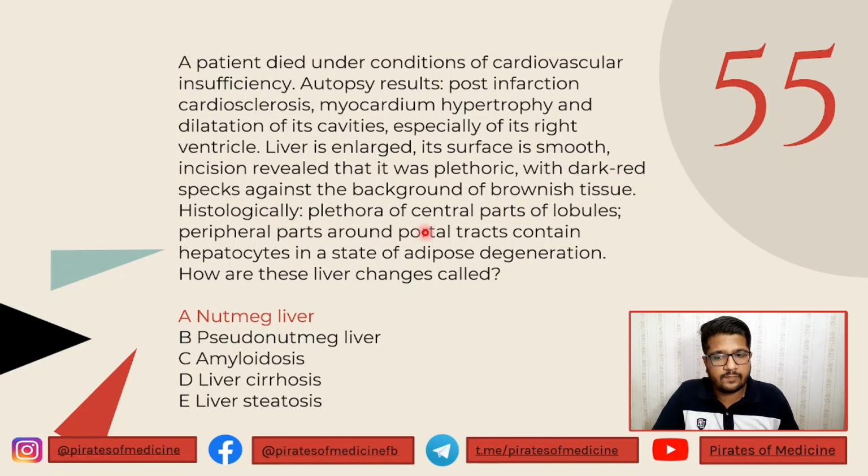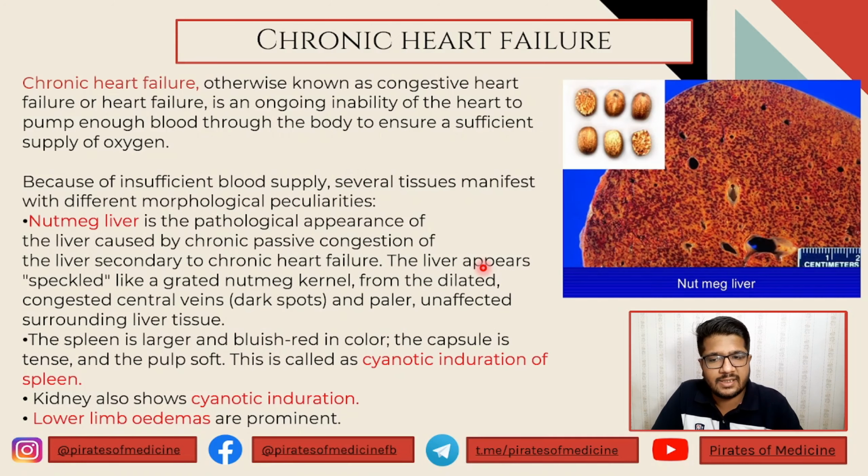Histologically, plethora of central parts of lobules, while peripheral parts around the portal tract contain hepatocytes in a state of adipose degeneration. How are these liver changes called? So, if you remember, we talked about pathomorphological changes in chronic heart failure.